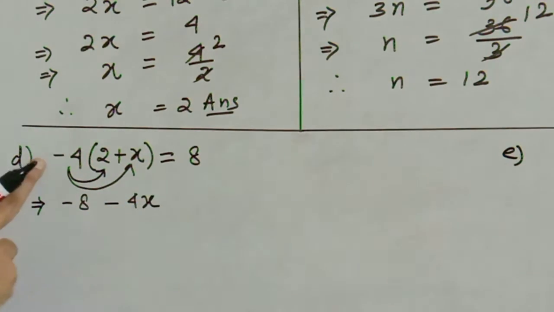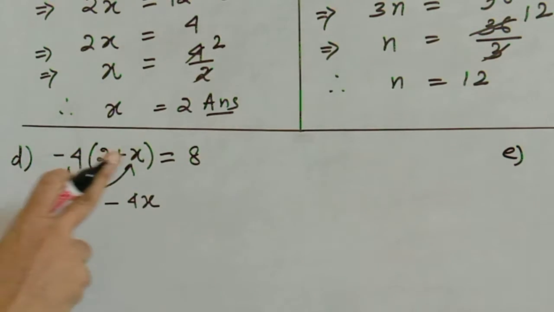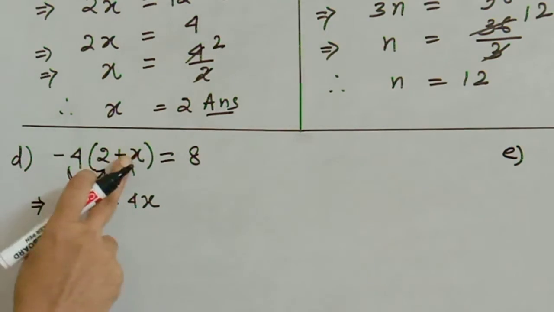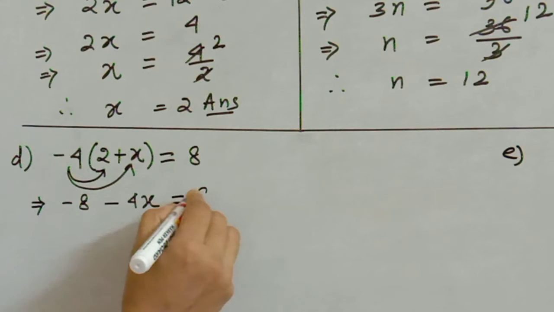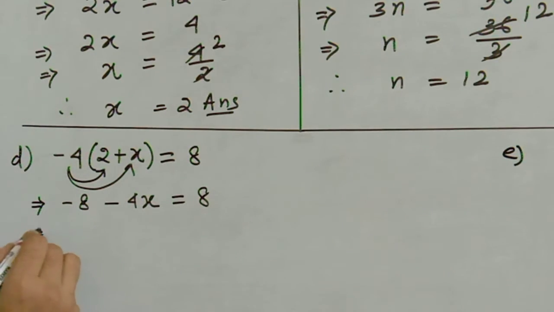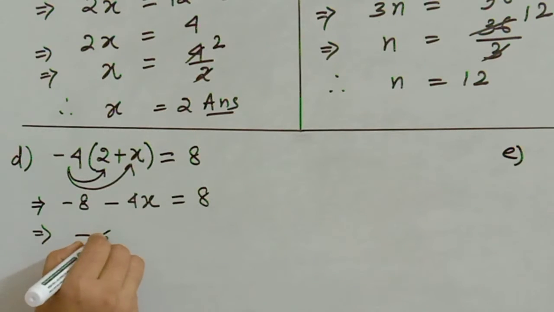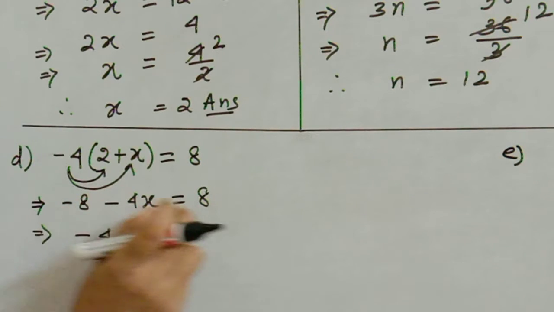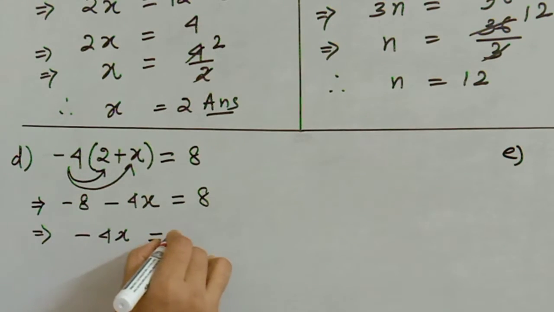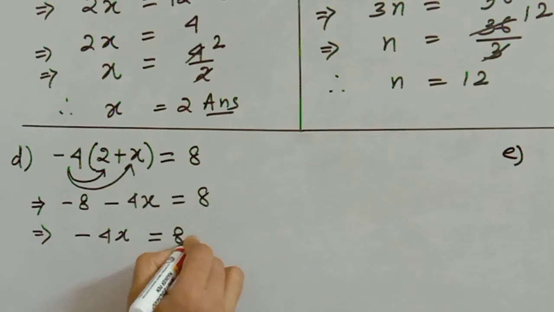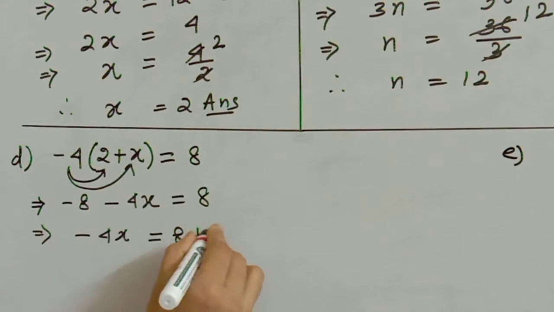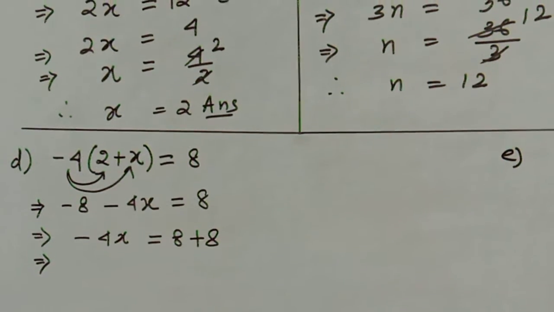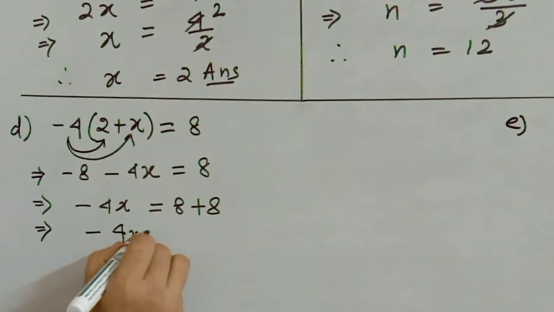Minus 4x. Now, as the minus sign is outside, when you open the bracket, the sign will be changed inside the bracket also. Equal to 8. The right hand side number will not change. Now minus 4x: separate the variable. By transposing, minus 8 will go to the right side. The value was 8 here, and minus 8 will go with the opposite sign, it will be plus 8. Now minus 4x is equal to 16.